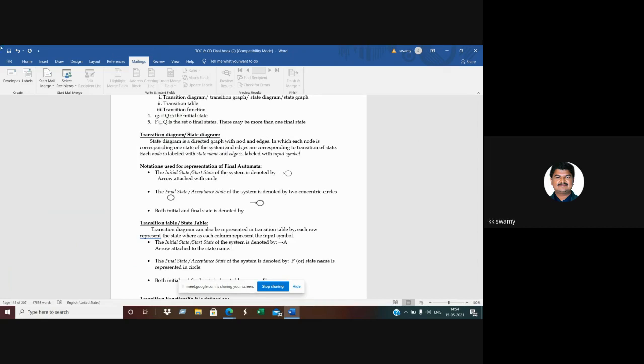If you take any graph, what are the components of a graph? We have a set of edges and a set of nodes. The nodes are called vertices, and edges show how we are moving from one place to another place. The path is called the edges.